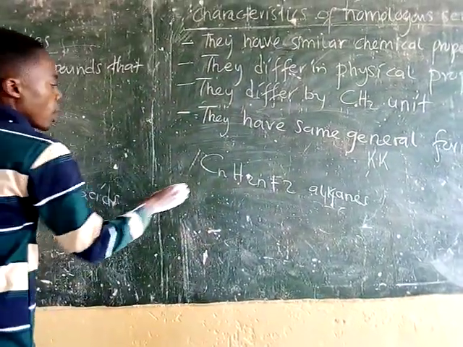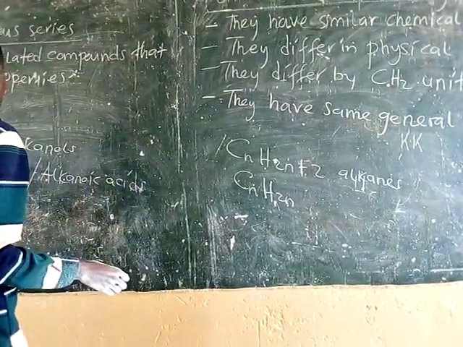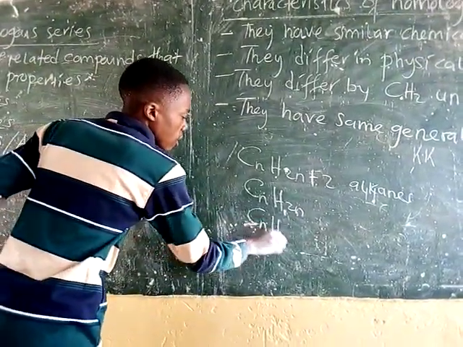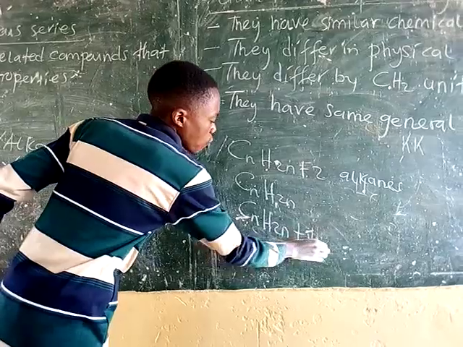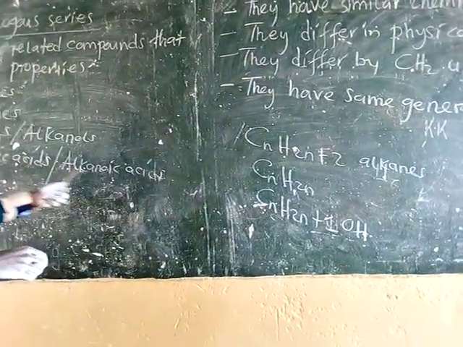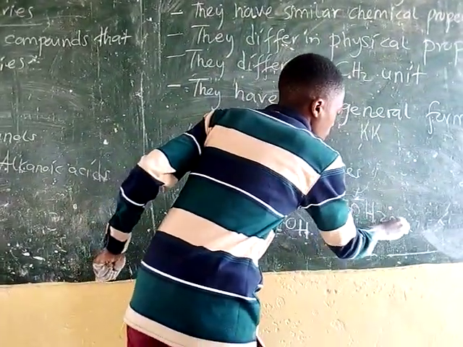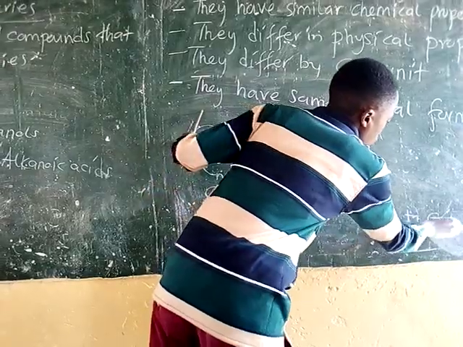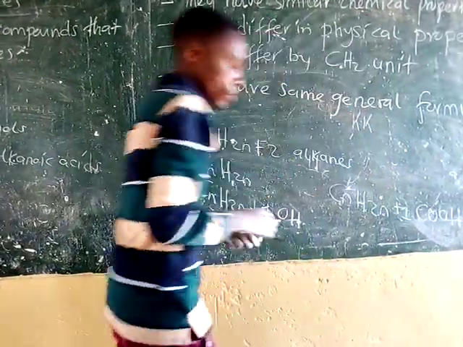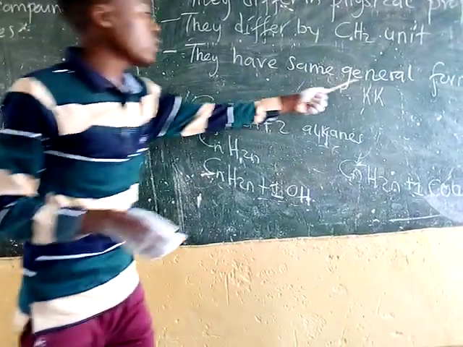The general formula for alkenes is CnH2n. The general formula for alkanols is CnH2n plus 1 OH. The general formula for carboxylic acids or alkanoic acids is CnH2n plus 1 COOH. So members of the same homologous series, you expect them to have the same general formula.